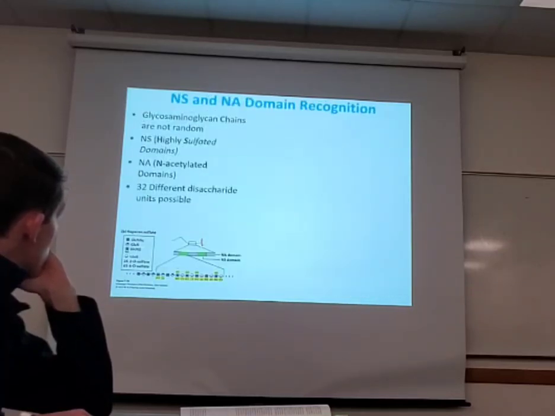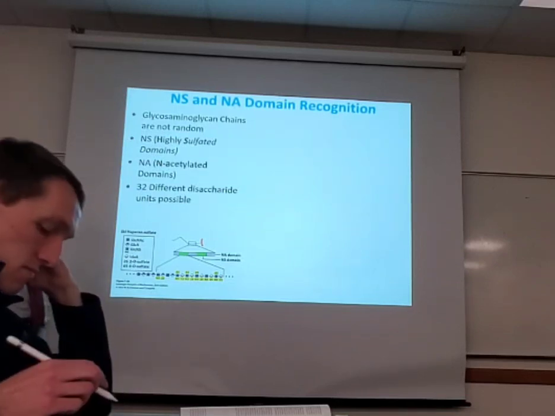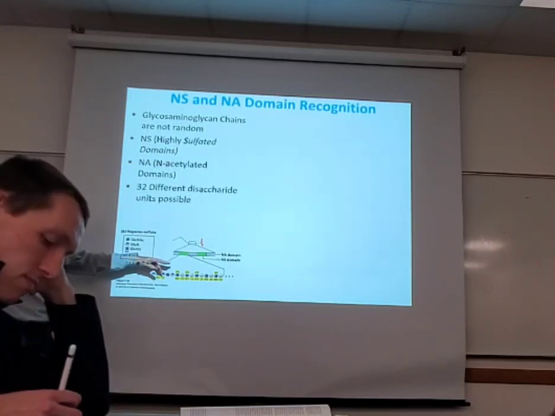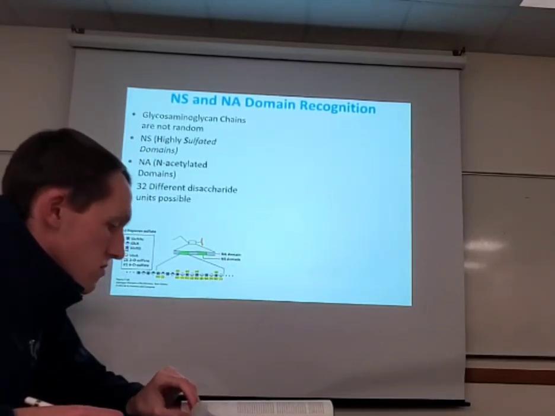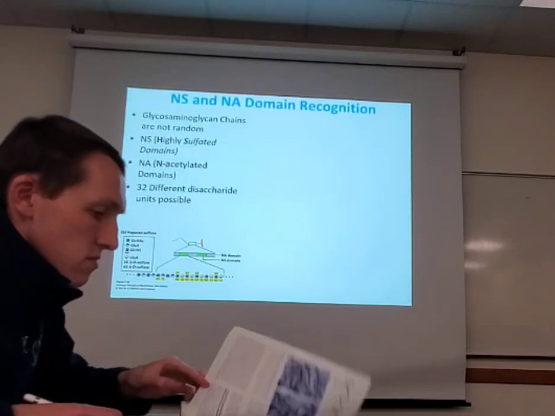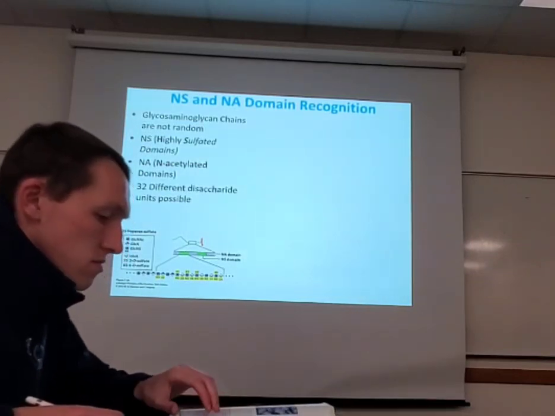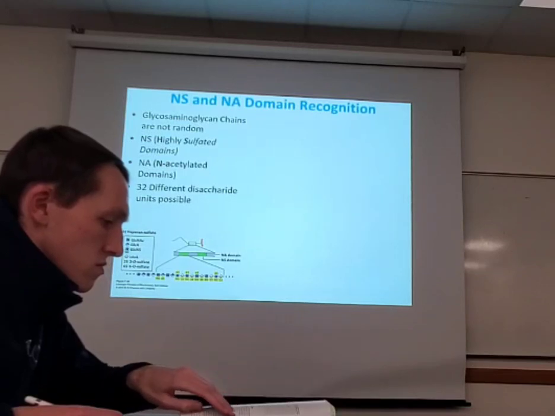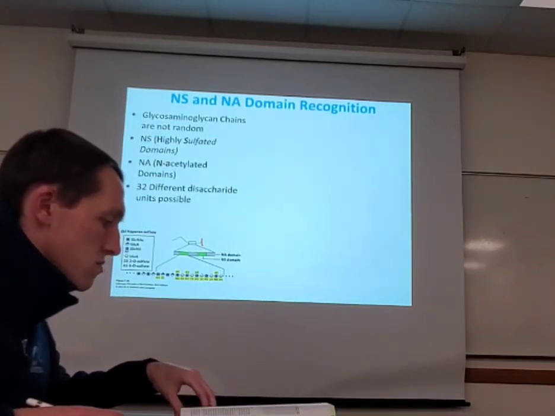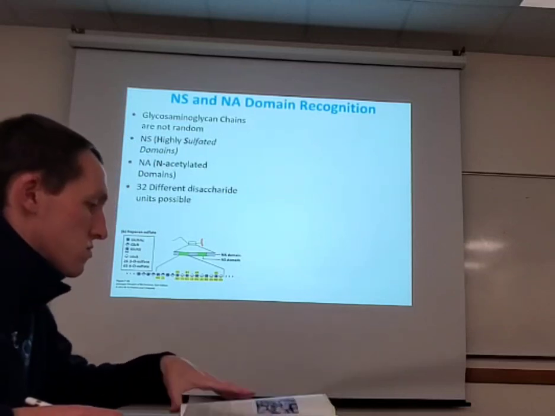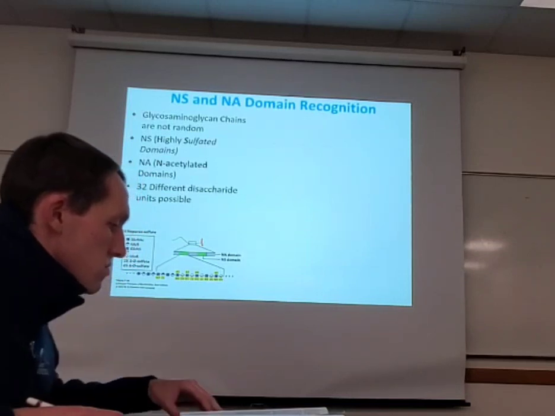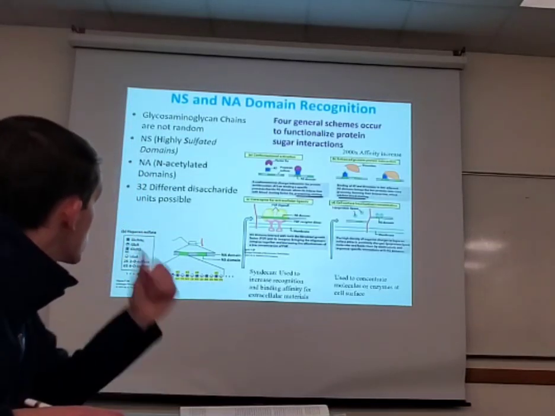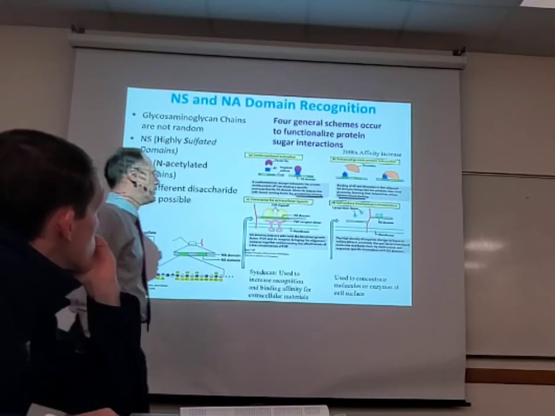I'm going to show you more on this sugar coat that you just looked at, but we're zooming in on the sugar coat, that decoration. Now, this in gray is my NA, and NS is the one in green. NA was N-acetylated, and NS was highly sulfated. They're just talking about sugars that themselves have acetyl groups or sulfated groups, okay? There are 4 schemes that we're looking at here.